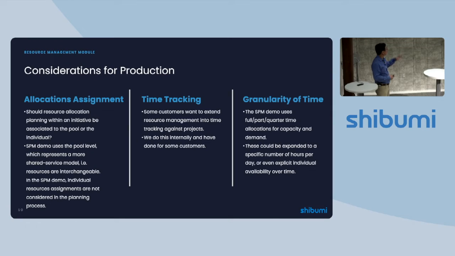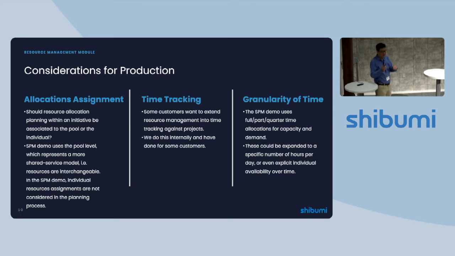Now, if that's not how some organizations work, if they allocate people directly into the planning process and they want to manage that on a person-by-person basis, it's certainly not an issue. Shibumi could have that association assigned at the early planning level to the individual person, and we could track that person's capacity as well.